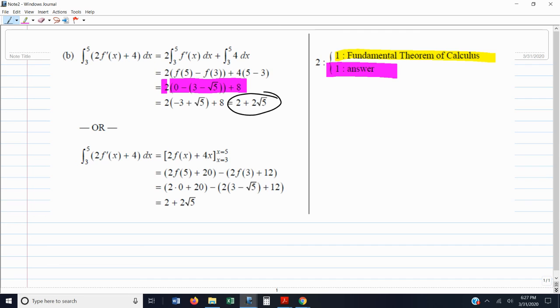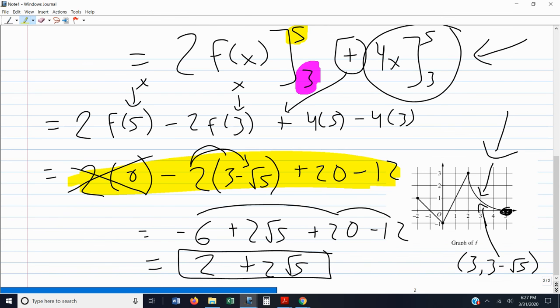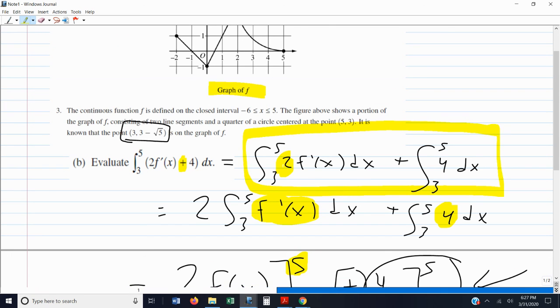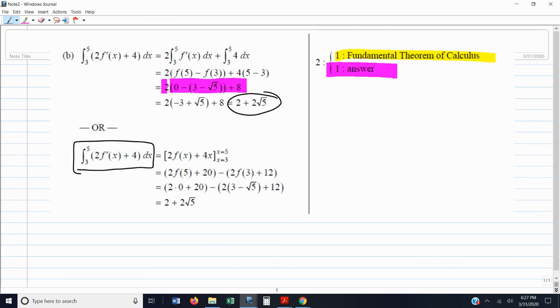Okay, and then if anyone is interested, in this second solution method, they just did not write two separate integrals. Remember on our first step, we split it into two separate integrals using that summation property. This solution method does not do that, and you might like this. So they just carried the 2 over as a constant. They said the antiderivative of f prime is f of x, and the antiderivative of 4 is 4x. So they just left it as one integral there, and then they did their bracket 3 to 5.